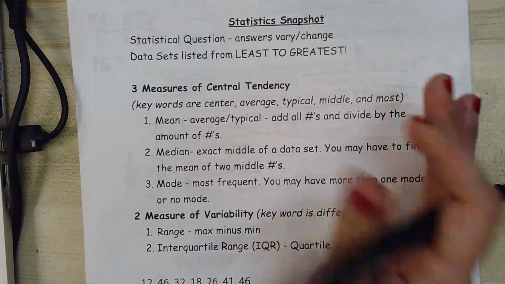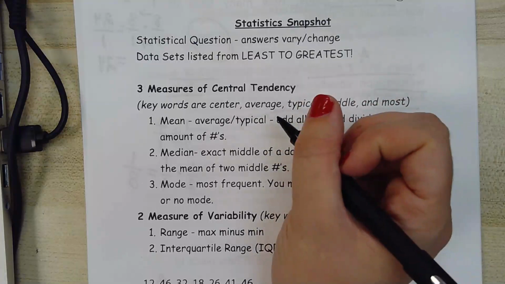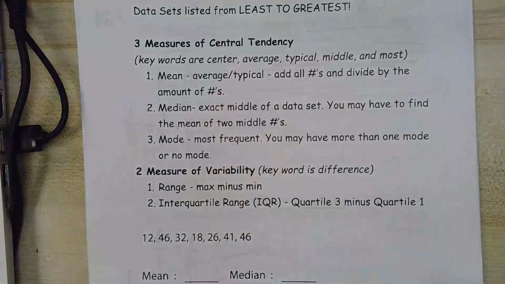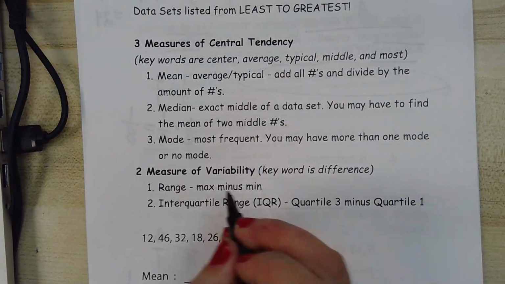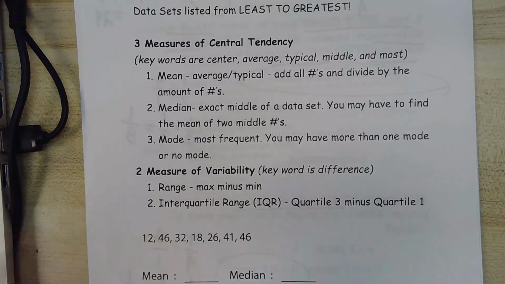You will be asked on your pop quiz to list the 3 measures of center, which is mean, median, and mode. You will also be asked to list your measures of variability, which are range and interquartile range. Okay?